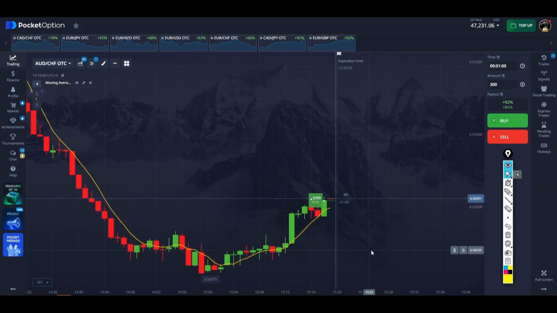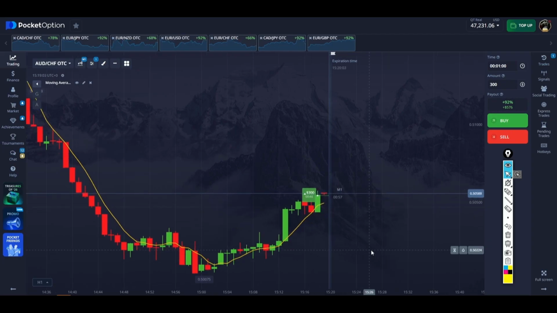The trade is already open on the Australian dollar against the Swiss franc. Let's see how it closes, and then we'll continue the trading session. Make sure to watch this video till the end to fully understand how this strategy actually works.